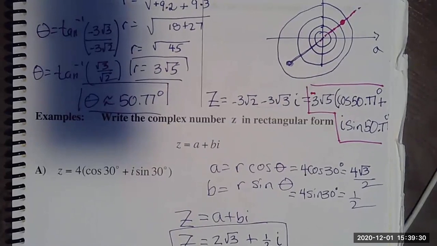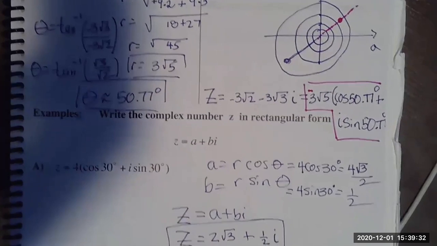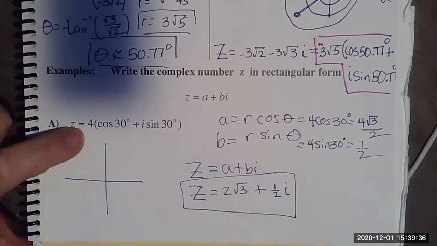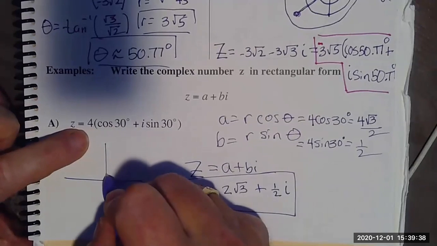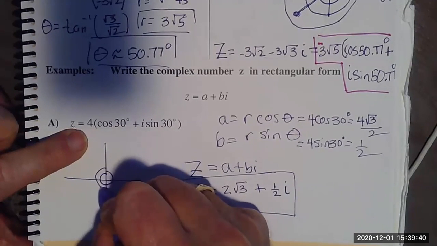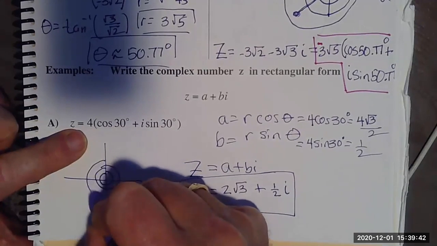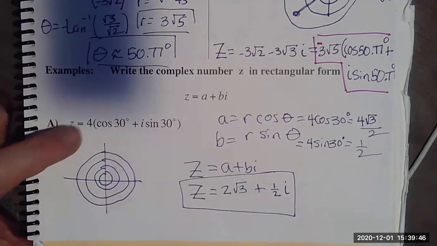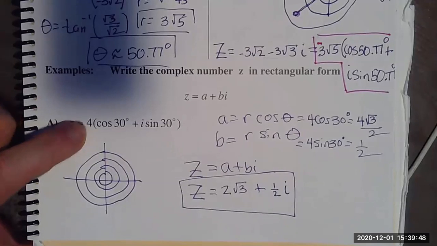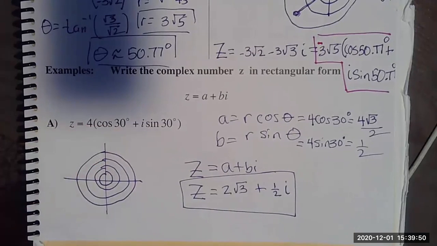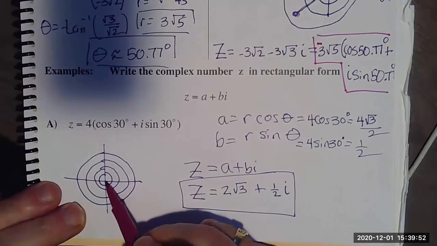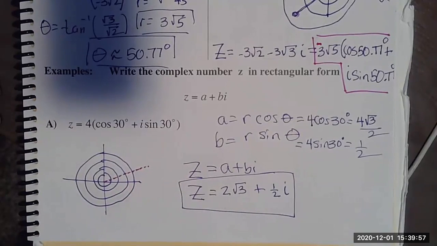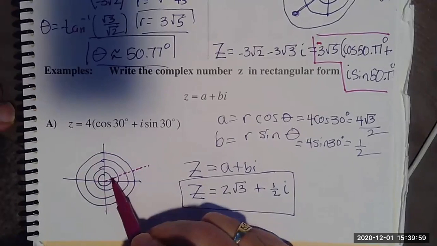I'll show you how this one works with the graph. I'll do concentric circles on this one first because it's polar. 1, 2, 3, 4. The distance is 4. Find the angle, 30 degrees. Okay, so angle 30 degrees is about here. That's about 30 degrees. Now put the dot at 4. 1, 2, 3, 4, right here.